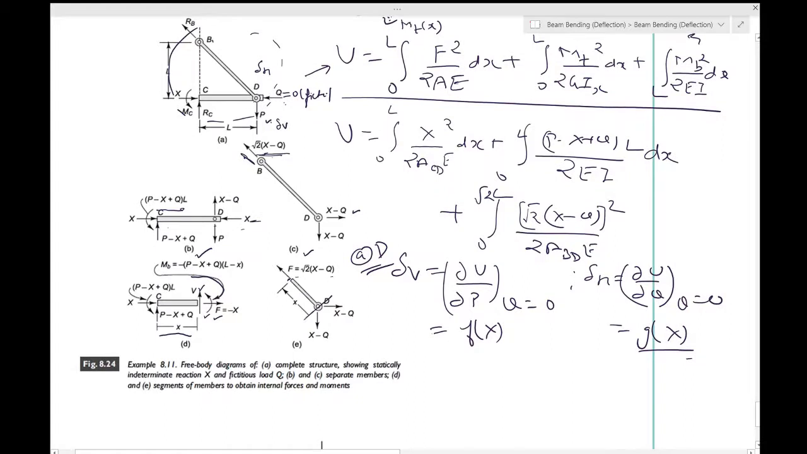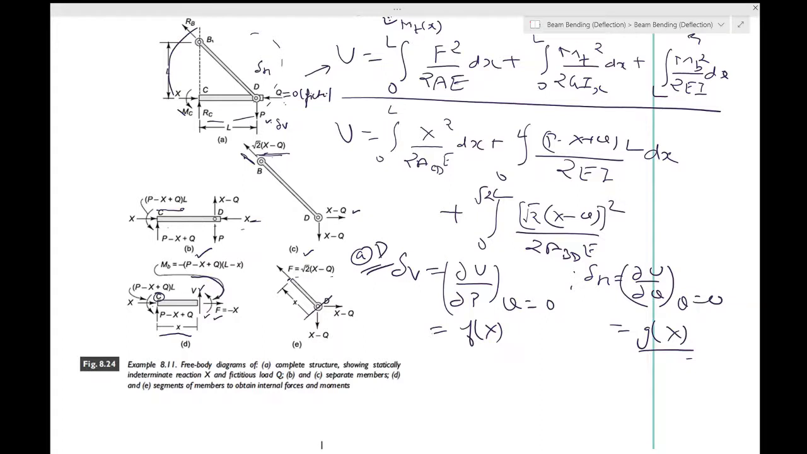To determine capital X, we use the fact that the deflection at point C is 0. I think in your textbook there was a quote, since the deflection, the third bullet point, which is actually the deflection at point C is 0. I'm sorry about this. In your textbook you can make this correction: since the deflection at point C is 0. So that is what we want to use now to find capital X.